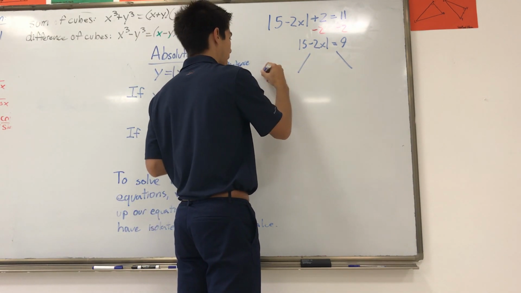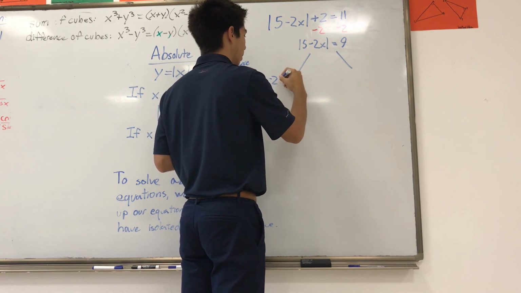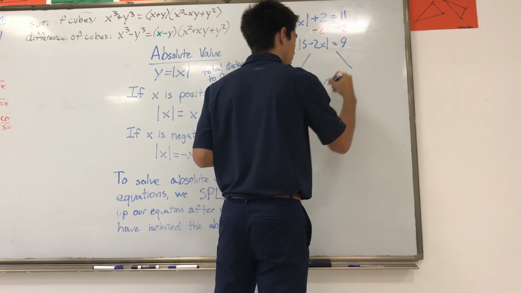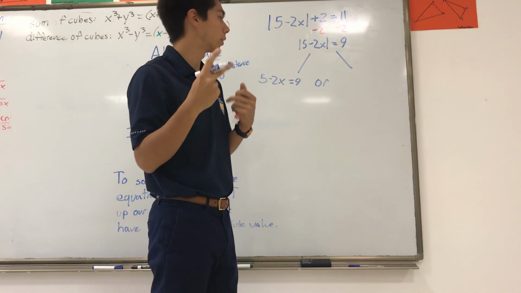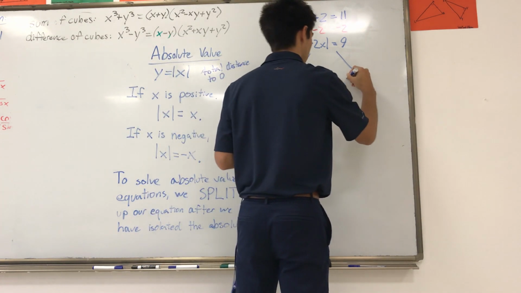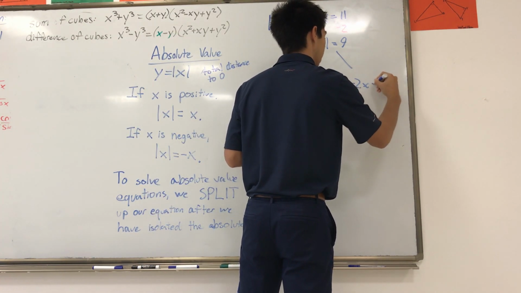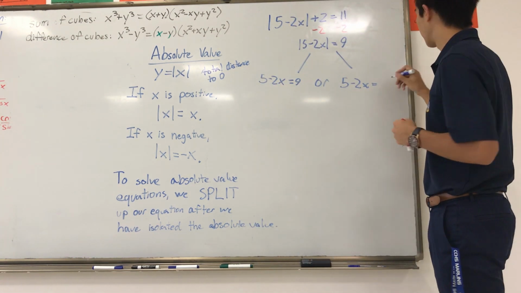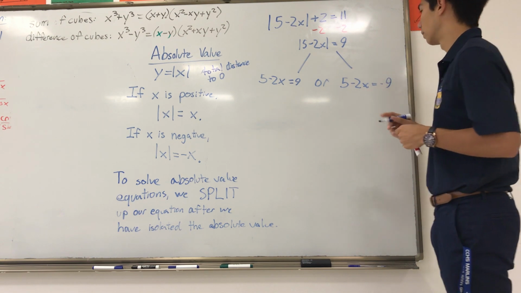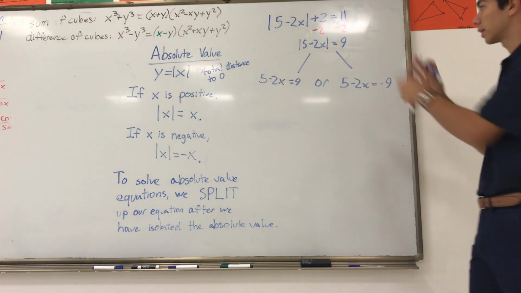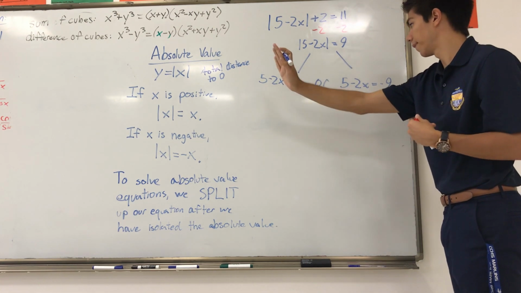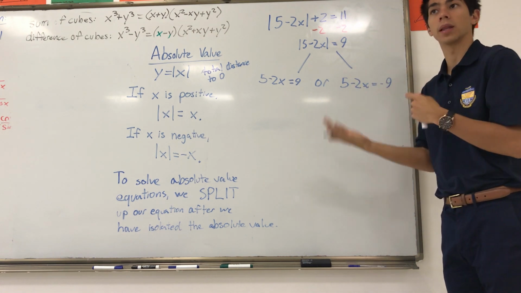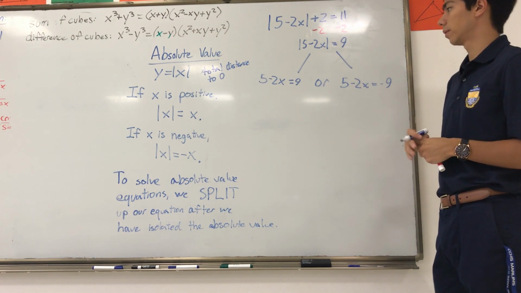Okay, so I'm going to get rid of the absolute value bars. I'm going to say 5 minus 2x equals 9, or, so there's two possible equations, or two possible solutions, 5 minus 2x equals, and now we're going to take into consideration this part, that it could be the opposite of something, equals negative 9. Okay? So basically all I've done is I've taken away the absolute value bars on the left, and on the right side I've made it a positive and a negative of whatever's on the other side of the absolute value.